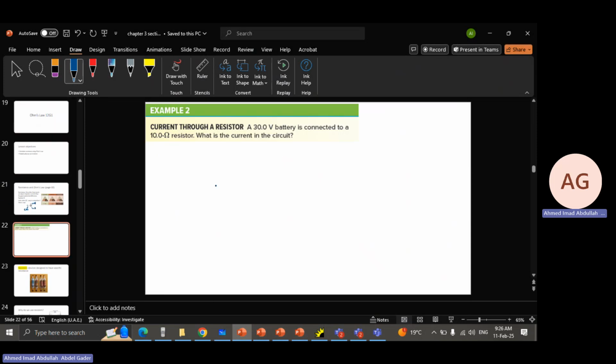Let's solve this example. We have a 30-volt battery connected to a 10 ohm resistor. Find the current. So R equals delta V over I. The resistance is 10 equals a delta V of 30 divided by a current I. Solve accordingly to find the value of I in amps.